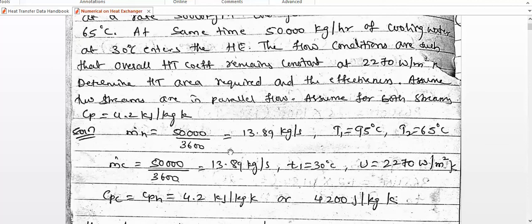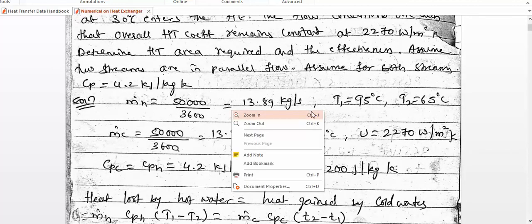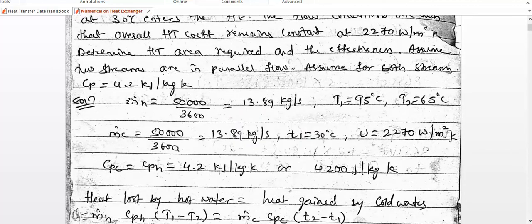Okay, so we have extracted the given data here. As you can see, we have extracted the mass flow rate of hot fluid, mass flow rate of cold fluid, then inlet temperature of hot fluid, then exit temperature of the hot fluid, and this T1 is the inlet temperature of cold fluid. Overall heat transfer coefficient is given, U is equal to 2270 watt per meter square Kelvin, and specific heat Cpc, that is for cold fluid, is equal to specific heat of hot fluid. So this is the same 4.2 kilojoules per kg Kelvin. So it has to be converted into joules per kg Kelvin. Okay, so this is the given data.